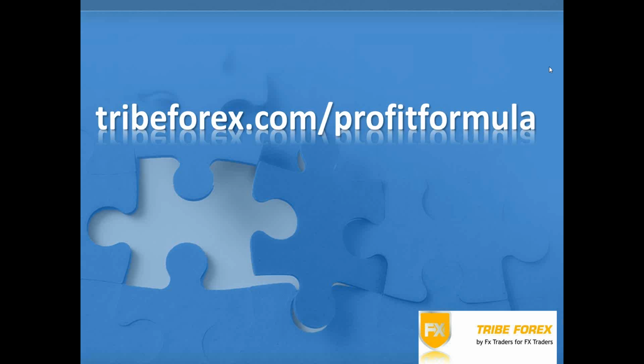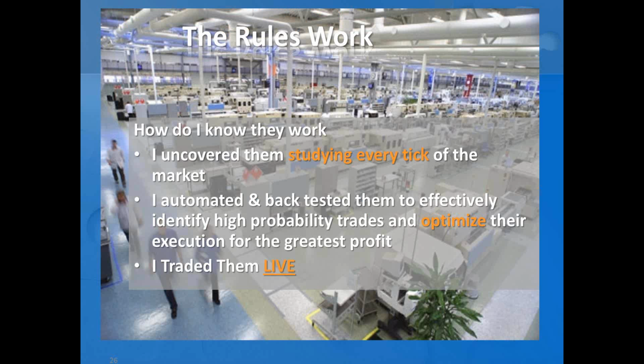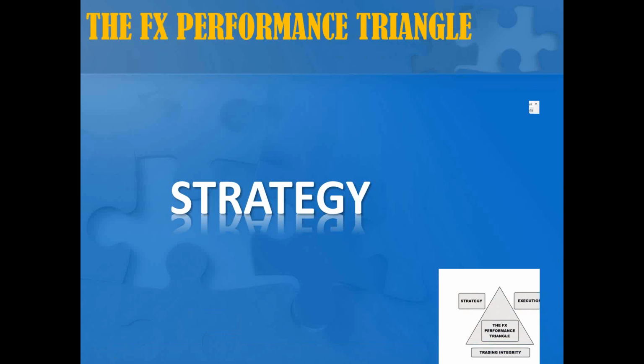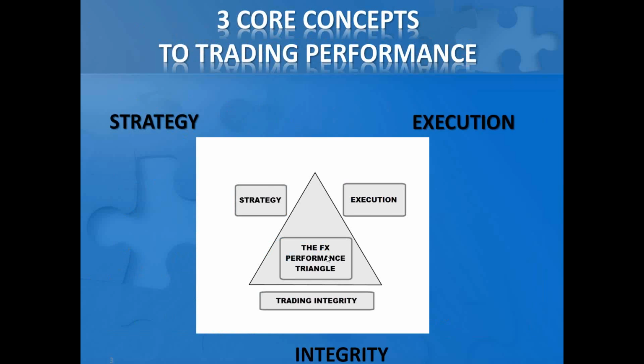So I've shown you a lot of things, and if I can go back here just a little bit to the beginning where I had my performance triangle, it really comes down to these three areas. Strategy and execution are actually easy. You can get that from me. You can get that from someone. Now integrity, I can't make you keep, even if you had an EA that you never had to touch, people will most likely turn them off.